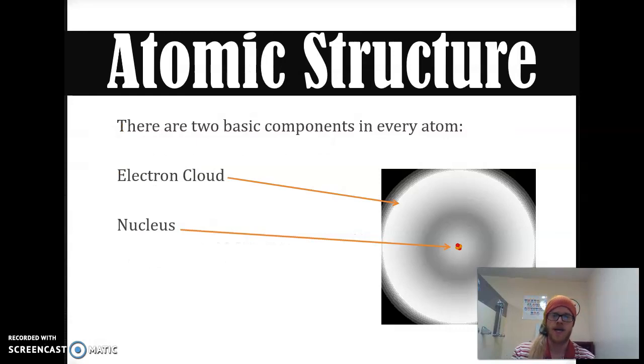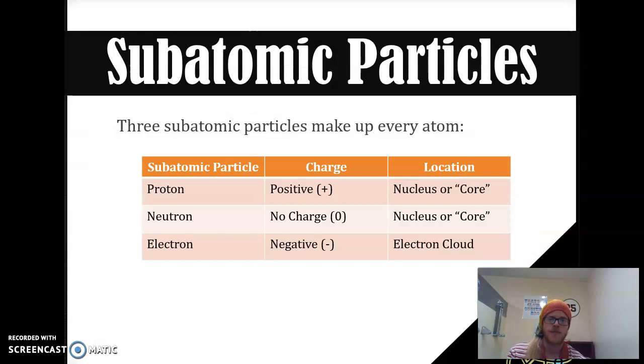All right, so we have the nucleus, we have the electron cloud, right? We already talked about that. That's from last week. Nucleus has the protons and neutrons. Electron cloud has the electrons. Protons are positive, neutrons are neutral, electrons are negative. You got that right there.